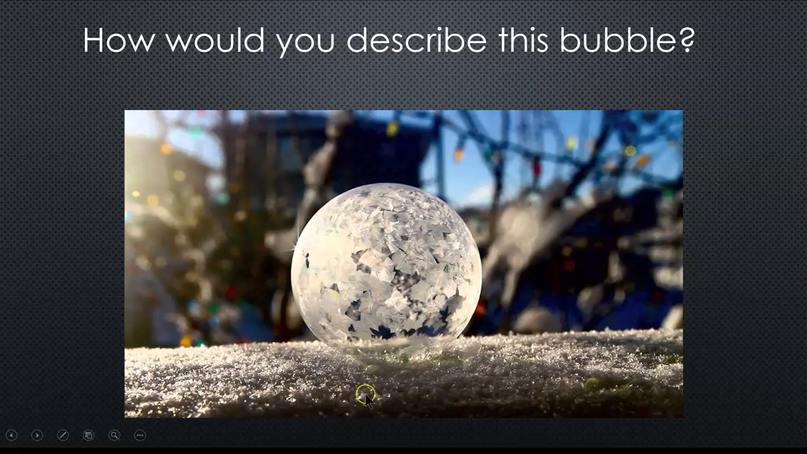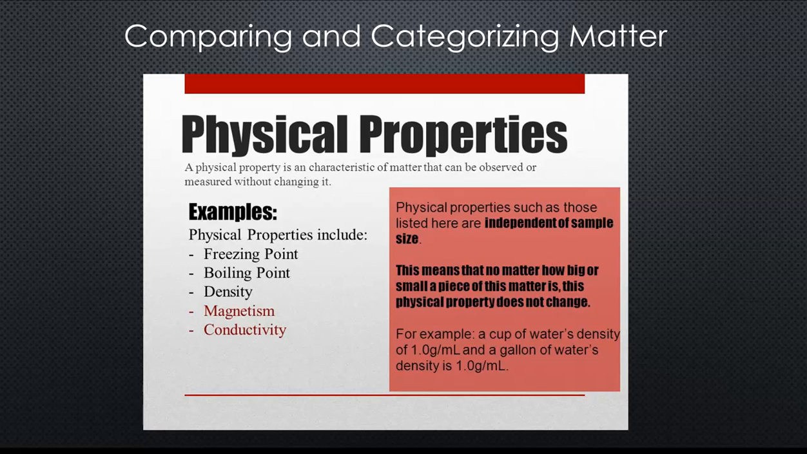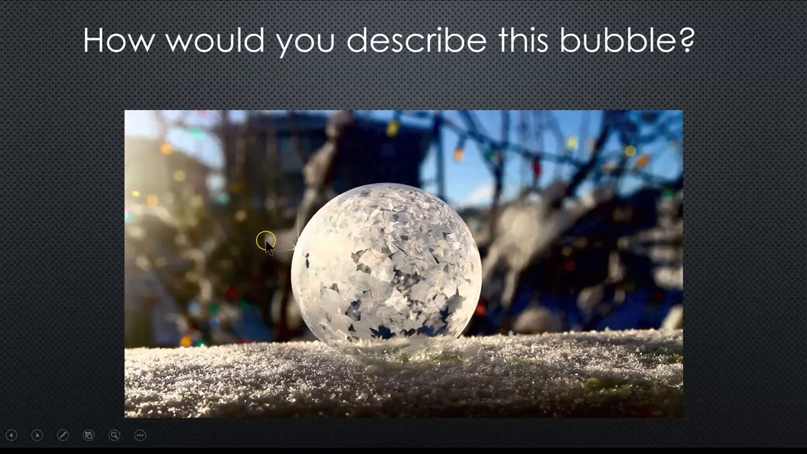Well, what we're talking about here are the different properties of this example of matter. So, let's talk about how we can categorize and compare matter based on its physical properties. Okay, a physical property is a characteristic of matter that we can observe or measure without changing it. So if I go back to my bubble here, I can observe the shape, and I'm not making any change as I make that observation, right?